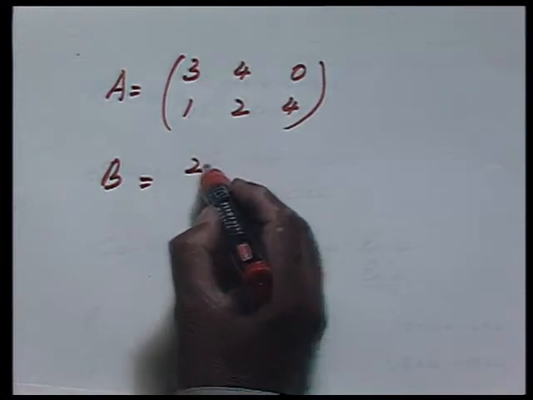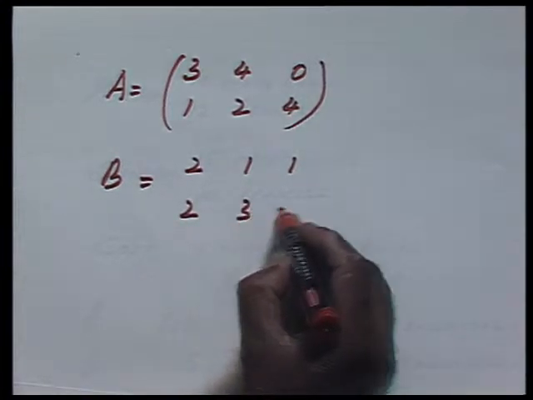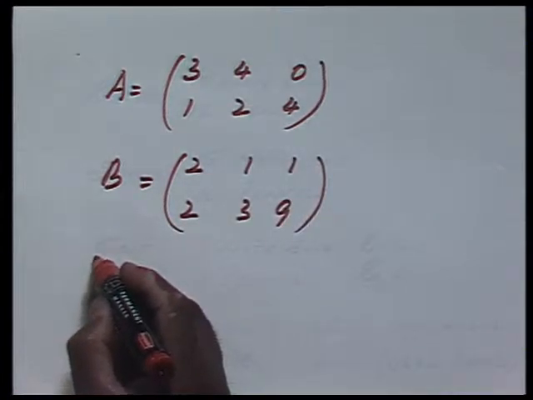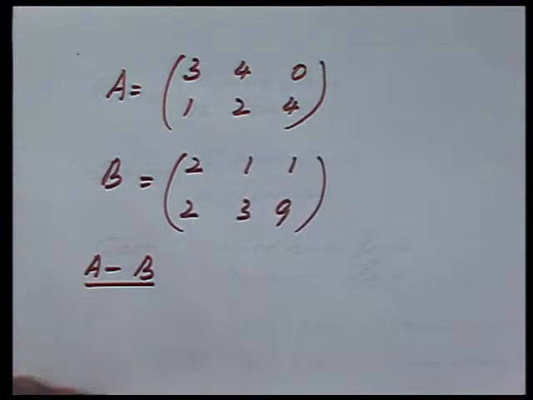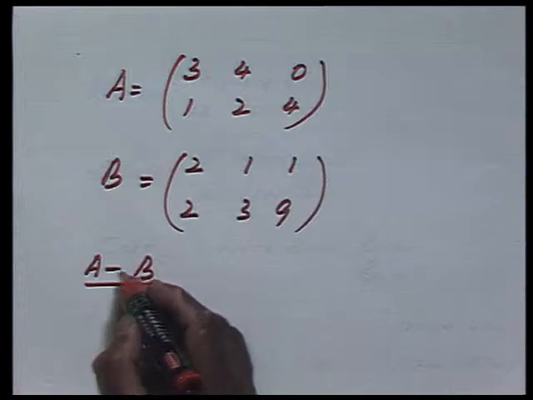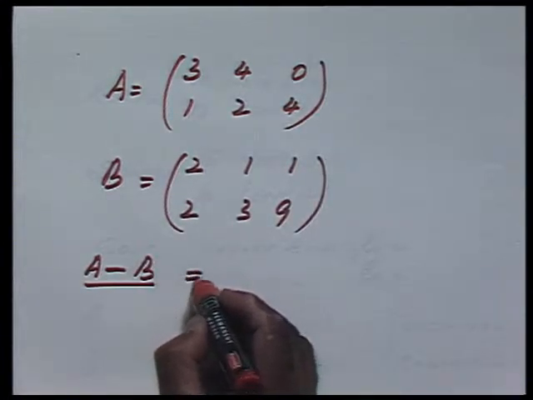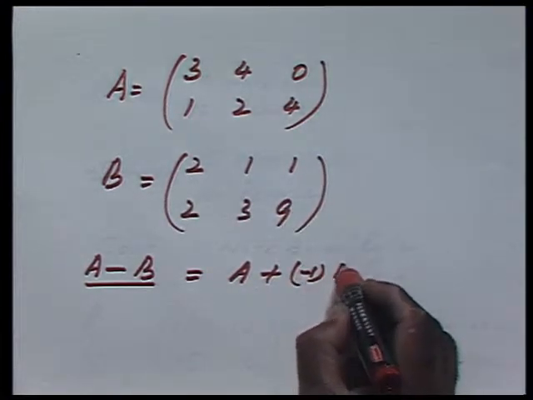We take a matrix B. Now, subtraction or addition is possible only in case we have matrices of the same order. So, this is 2, 1, 1, 2, 3, 9. Same order. By subtraction, we mean A minus B or B minus A. It depends on what you are trying to find out. How to find this out?